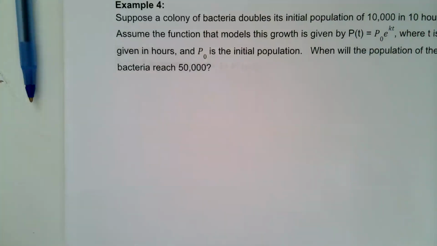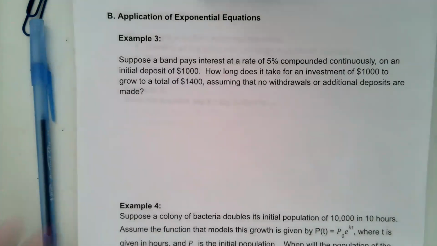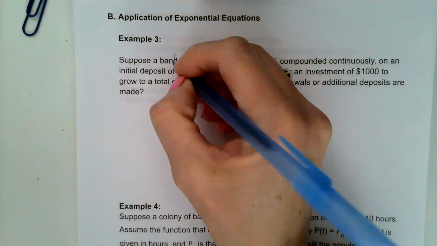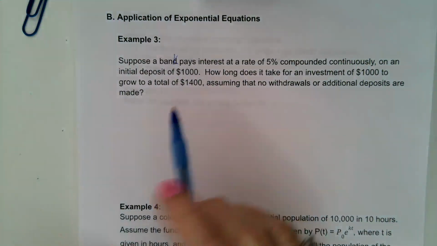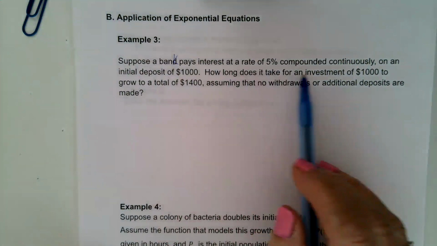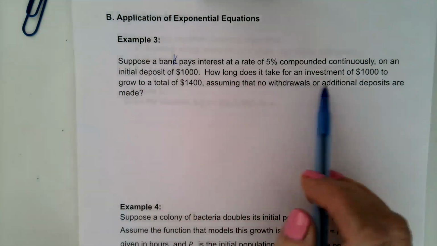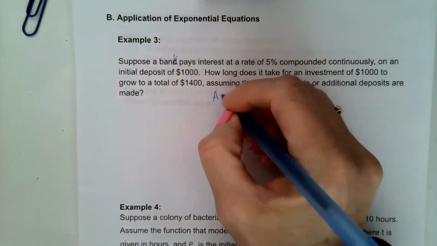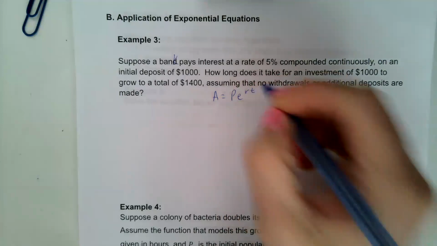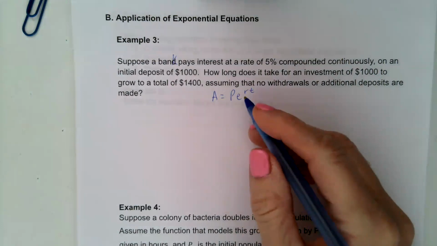Let's look at example 3. Some applications now. It says, suppose a bank pays interest at a rate of 5% compounded continuously on an initial deposit of 1,000. How long does it take for an investment of 1,000 to grow to a total of 1,400, assuming that no withdrawals or additional deposits are made? Okay, so let's go back and remind ourselves of the compounding continuous formula. Here it is, A equals P times e to the rt.